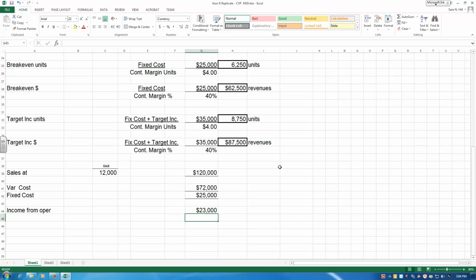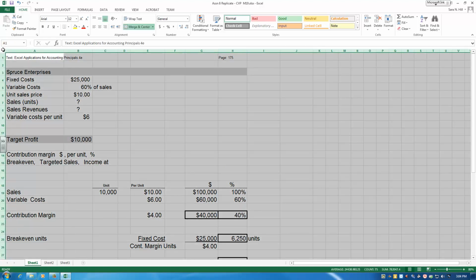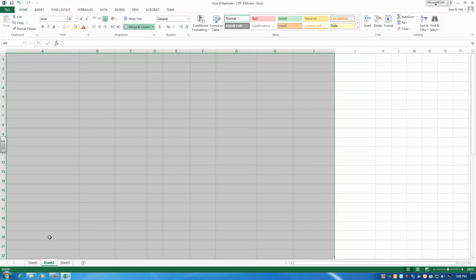All right, so now we have quite a bit of useful information for Spruce Enterprises. But what if we want to take it even another step further? When you're working along, when you do this exercise and you replicate it, go ahead and save it at this point. What we want to do is copy all of this information into a new tab so we can put in a couple different factors. There's a couple ways to do that. You could click in this top corner here, right click and say copy, click on sheet 2 and paste.